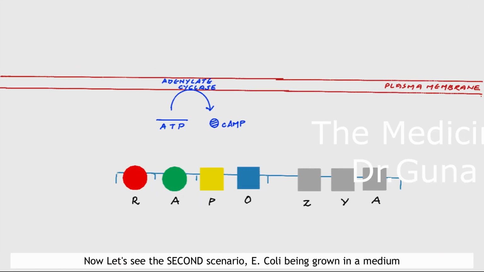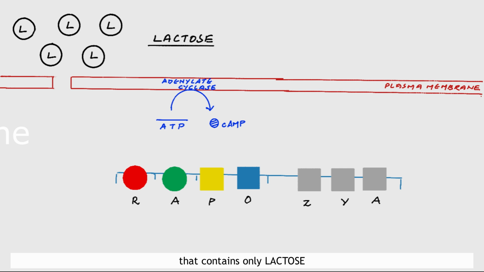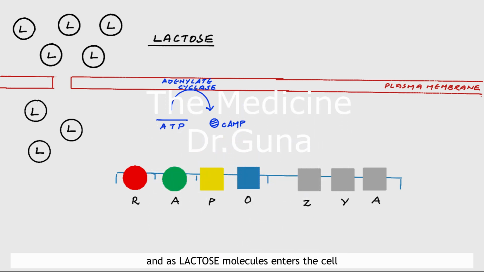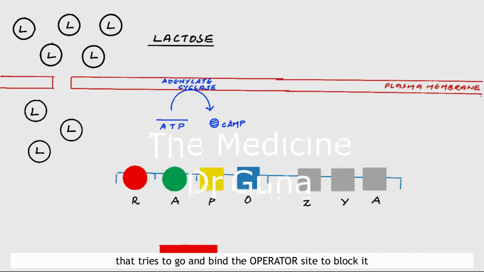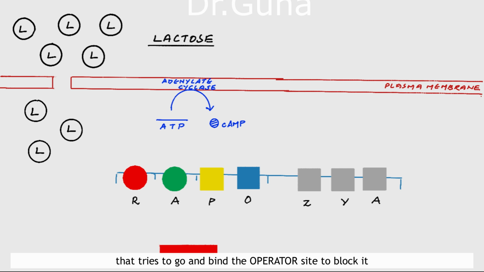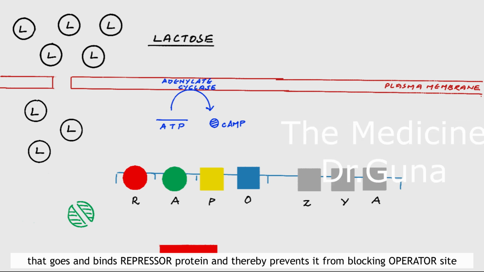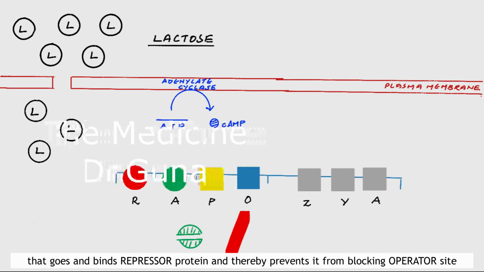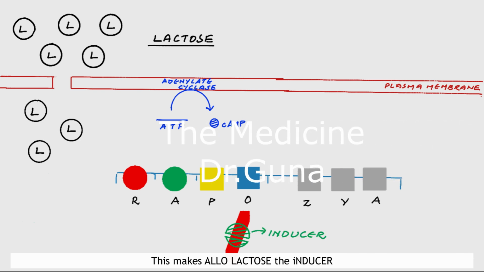Now let's see the second scenario, E. coli being grown in a medium that contains only lactose. As lactose molecules enter the cell, the repressor gene forms a repressor protein that tries to go and bind the operator site to block it. Lactose molecules become isomerized to allolactose that goes and binds the repressor protein and thereby prevents it from blocking the operator site. This makes allolactose the inducer.